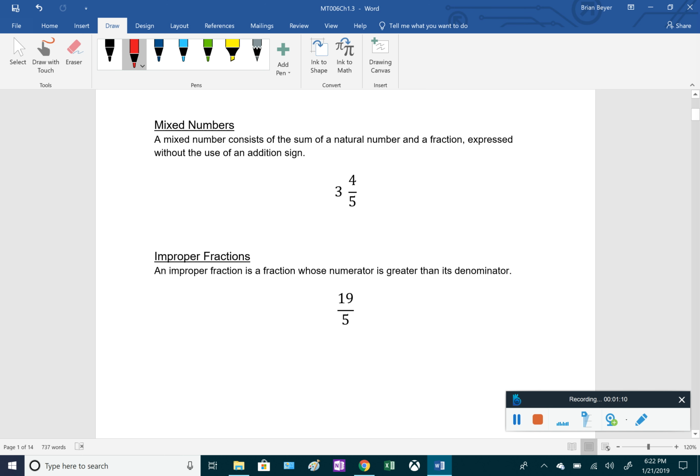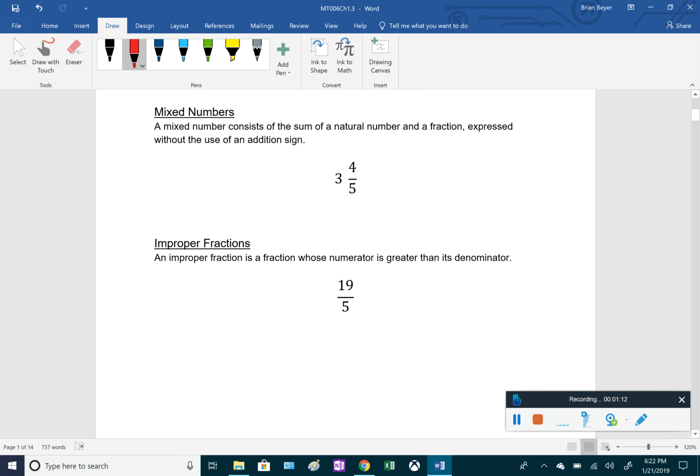For the next thing we have mixed numbers. A mixed number is going to be the sum of a natural number and a fraction, but it's going to be expressed without the addition sign. So for example here we have 3 and 4/5. 3 and 4/5 is the same thing as 3 plus 4/5, but we just don't write it with that addition sign. And then you can read it just how I read it, 3 and 4 over 5, or 4/5.